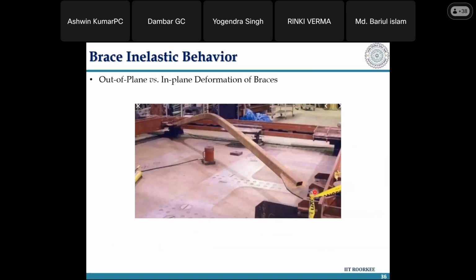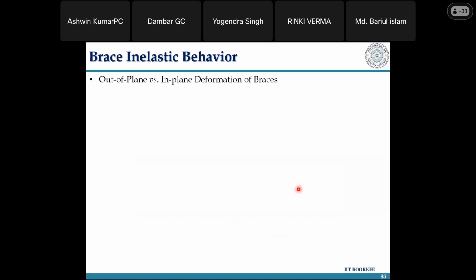Now, this is the out-of-plane buckling. Don't look at this, this is a test setup. This is not a real structure, but yes, a gusset plate is there. It is undergoing out-of-plane buckling there. And the out-of-plane stiffness of this gusset plate is very less. So if you are modeling, you can release the moment at the gusset plate, right?